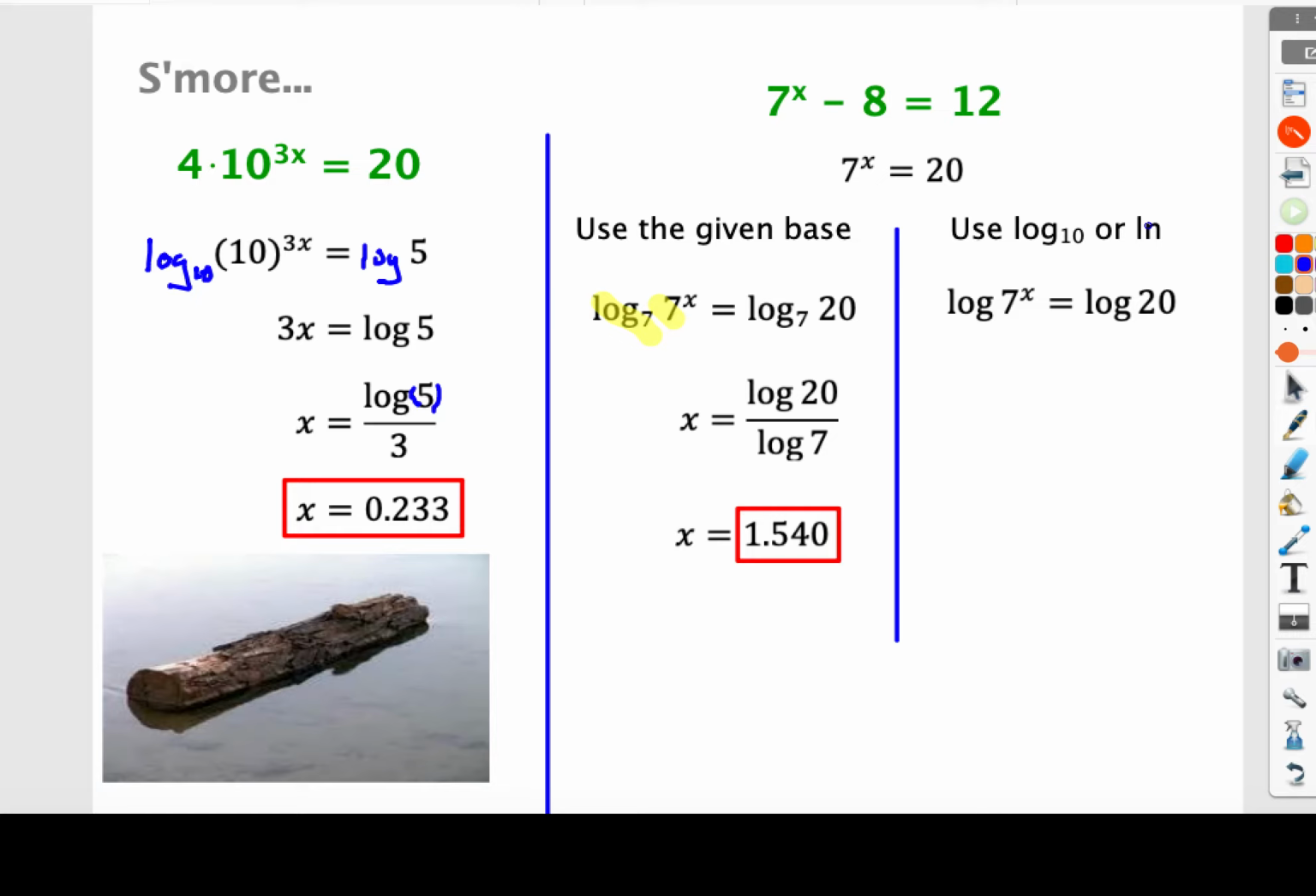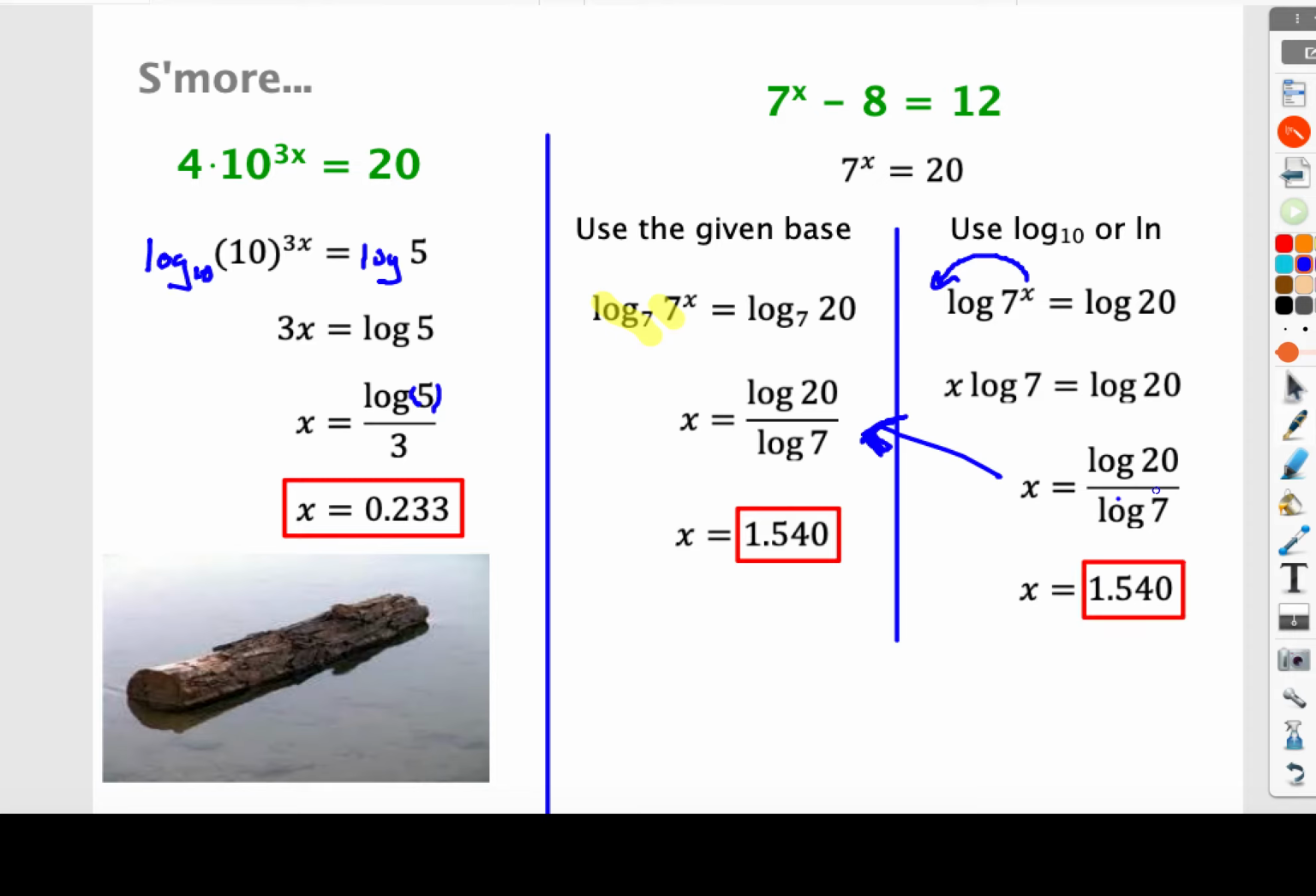I went ahead and used a common log because now we just need to remember the property that if log of 7 to the x is here, well, why not pull that exponent down in front, right? We've got an exponent property that does that. X times log of 7 equals log of 20. Divide by log of 7, it's really just a number anyway, right? And notice that's the same thing we had on the other side. It's really the same statement that we had right over here. So again, we're going to get that same value that we got last time, 1.540. So it works either way.